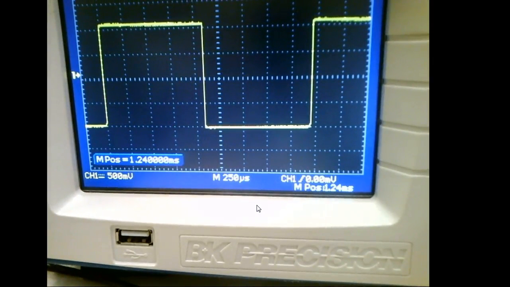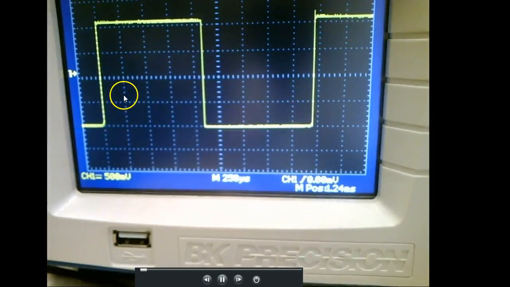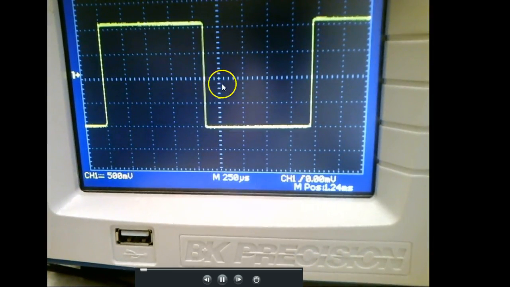Now we'll look at that. So now this is 250 microseconds per division. 0.8. 4 divisions. This is 4 divisions. So this would be 1, 2, 3, 4, 5, 6, 7, 8. Right? 0.8.